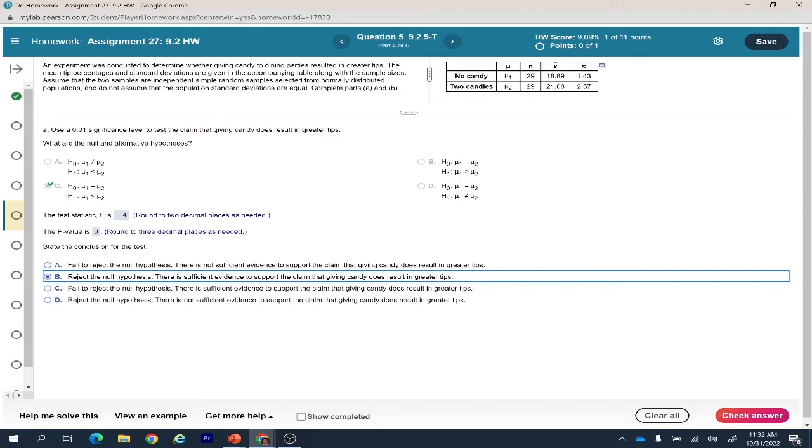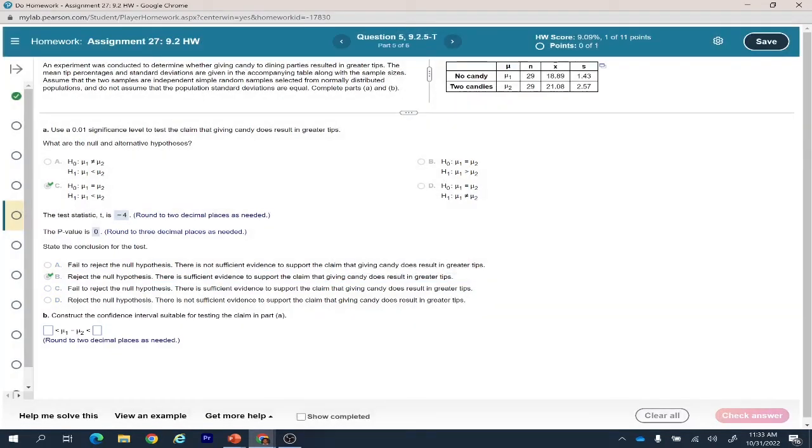Here is the thing, before you choose one of these options, you have to keep in mind what they are saying. The rejection of the null hypothesis means the two averages are not equal, but it does not mean that mu1 is less than mu2 or mu2 is less than mu1. It could be one way or the other. But to make the conclusion, as you can see here, the sample mean from no candy is less than the sample mean from the two candies. So that means reject the null hypothesis. There is sufficient evidence to support the claim that giving candy does result in greater tips. Okay, because of this sample.